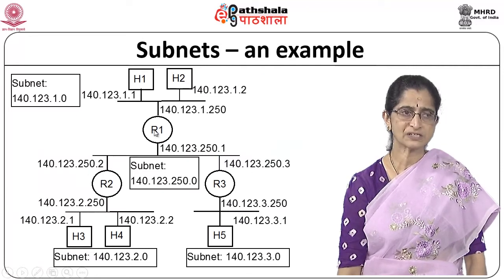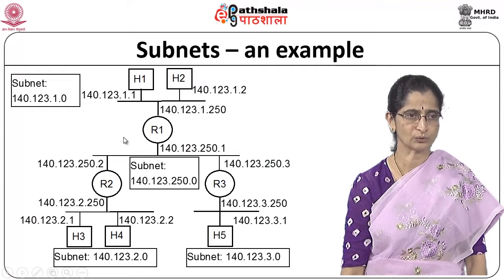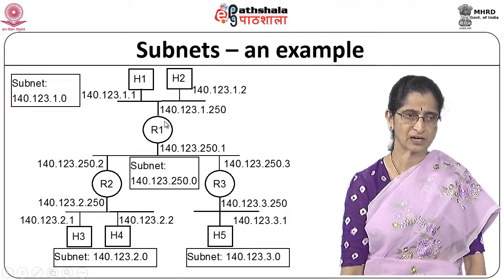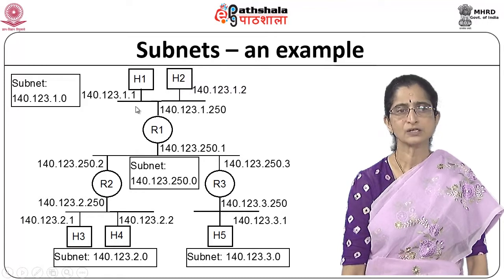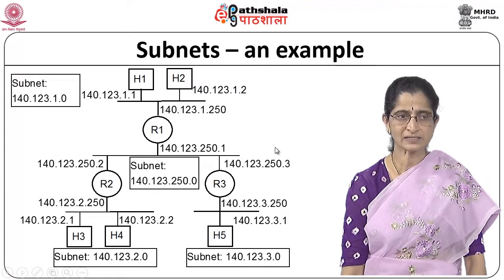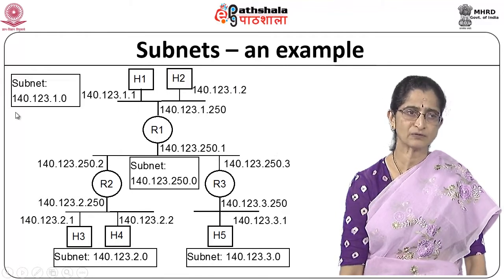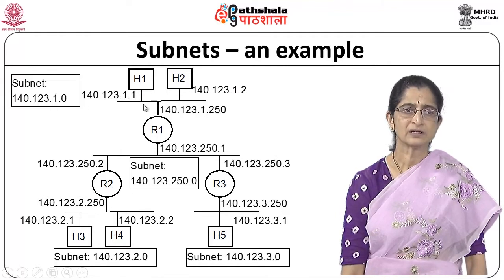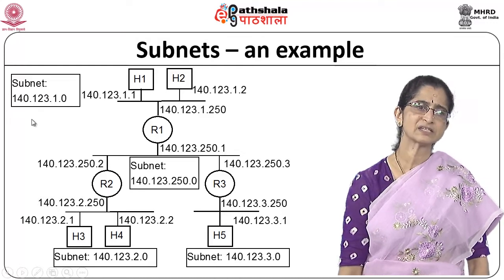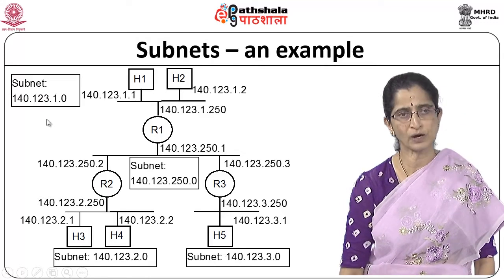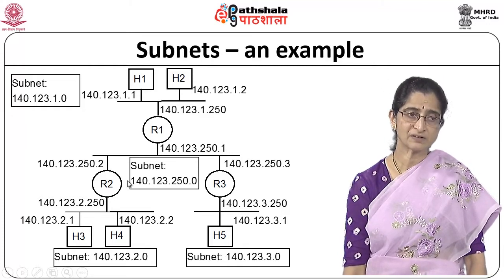So we will just take a look at an example and get a better feel of how this whole thing basically looks like. So I have a router R1 here, and there are 2 networks which are connected to it, the 2 interfaces. So this itself can be one subnet and this is another subnet. You can see that the common part of the addresses over here is 143.123.1, right, that is the common part. So that we call a subnet, and we say that the subnet address is 140.123.1.0.